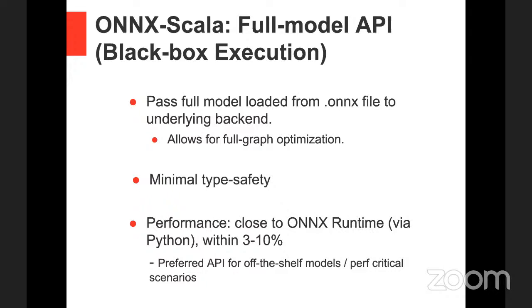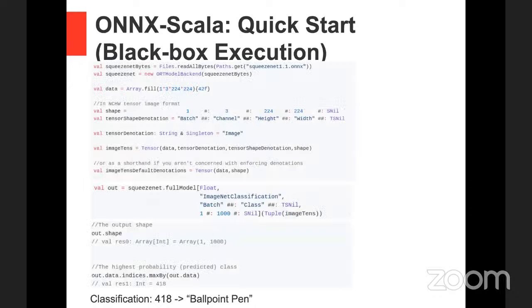The first one you'll see here is a full model API. It's a black box form of execution. It's very simple. It just loads an ONNX file at runtime and passes it to the underlying backend. That allows the backend to do full graph optimization, some really nice performance optimizations. This API has minimal type safety, and the performance is pretty good. There is some overhead, I'll talk about that a little bit later, but for off-the-shelf models or performance critical scenarios, this is the preferred API.